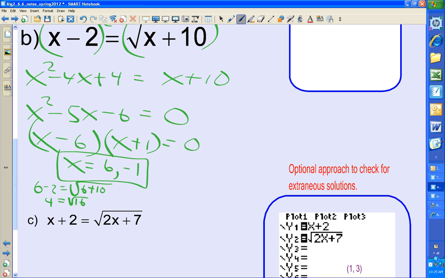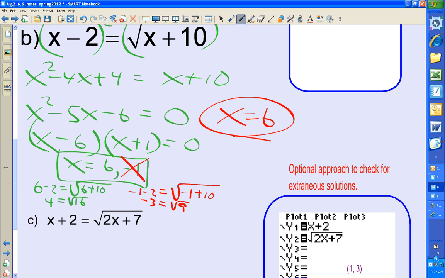When we plug in the negative 1, you'd have negative 1 minus 2 is equal to the square root of negative 1 plus 10. And negative 3 equals root 9. Is that true or false? That's false. So we have to throw away the negative 1 and we keep the 6. All I want to see is 6. Don't make it a mystery. Don't go write me a note and say, ooh, I got 2 answers, but negative 1 was extraneous. I don't need any notes. Just tell me x equals 6 is our solution. Careful there.